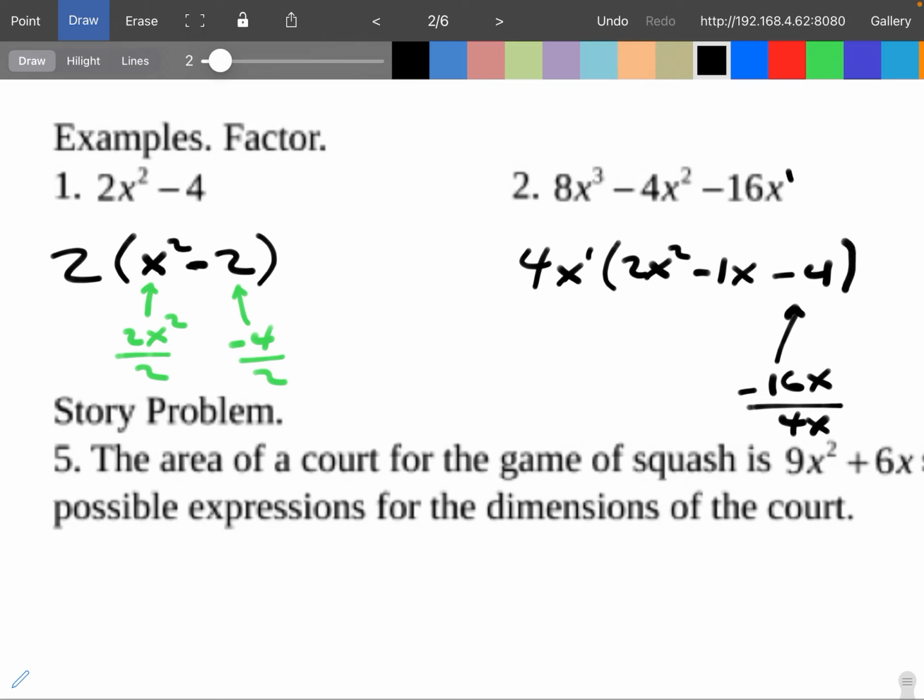And again, if you ever want to check any of these, like if you want to check that last term there, you could do the 4x times the negative 4, and you should get the negative 16x that you have right here, right? So 4x times negative 4 would be negative 16x.